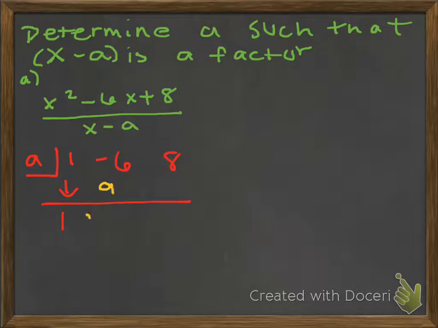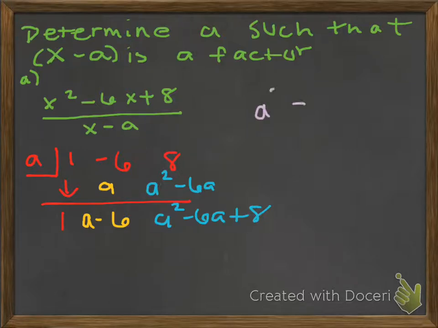And that means I have an A minus 6 here. And now if I multiply these together, I have A squared minus 6A. And if I add, I have A squared minus 6A plus 8. Now I'm going to pull that off to the side because now I want to figure out, if I don't want a remainder, if I set this equal to 0, what values would I get for A so that I could work it and I won't have a remainder.